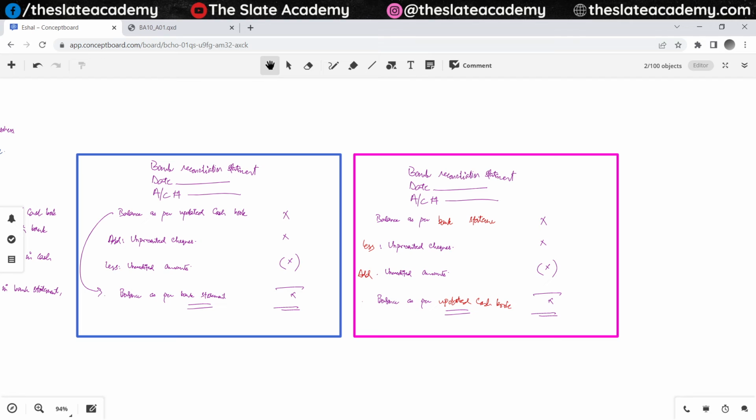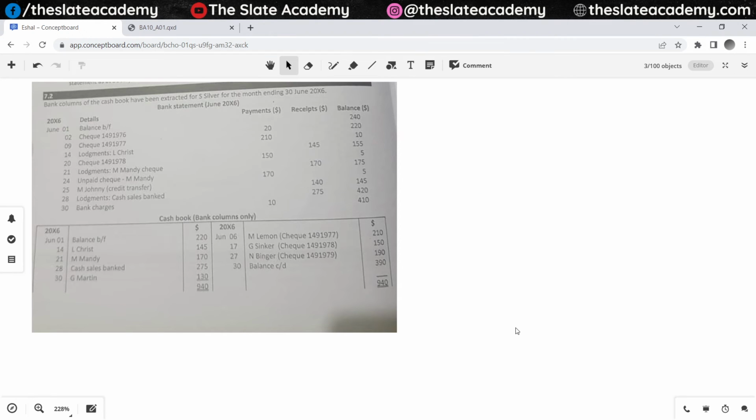Now practice questions. Let's start this one. So first I'll give heading adjusted cash book, the updated cash book. What's the term used over here? They use the term corrected cash book or updated cash book. Either is fine.